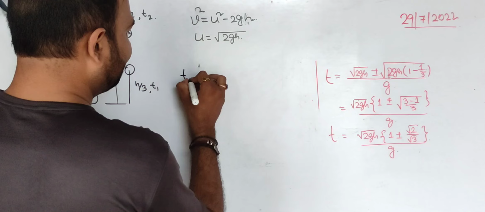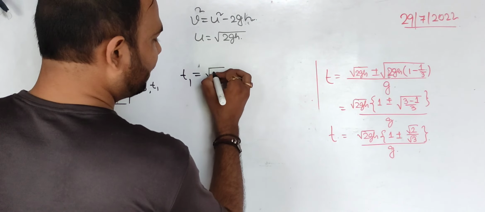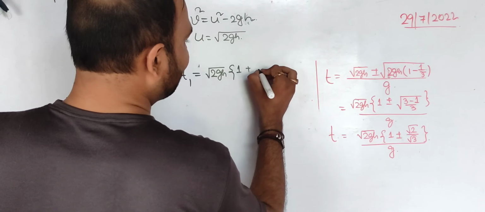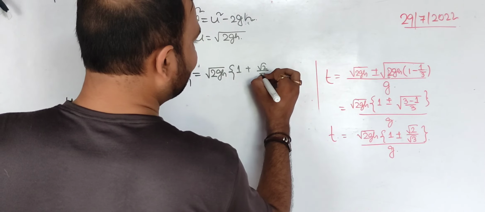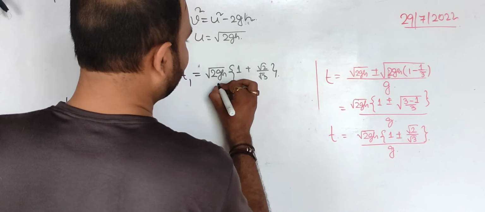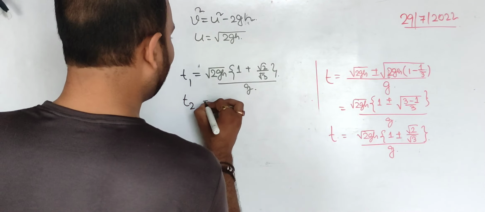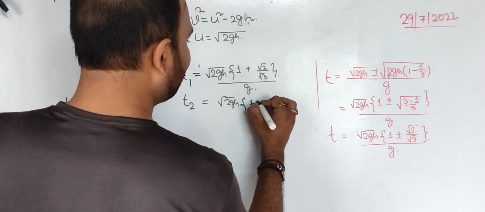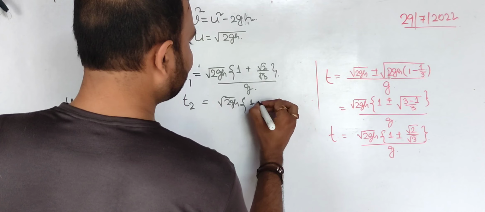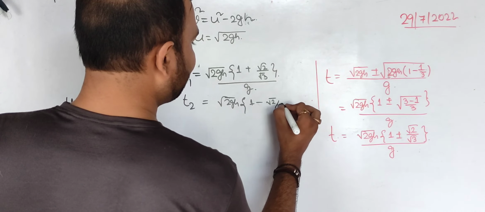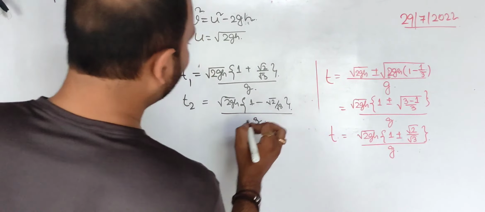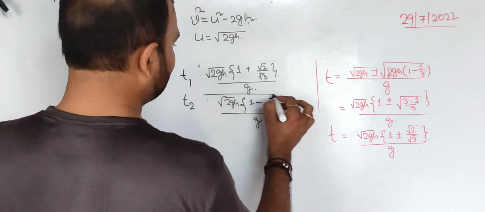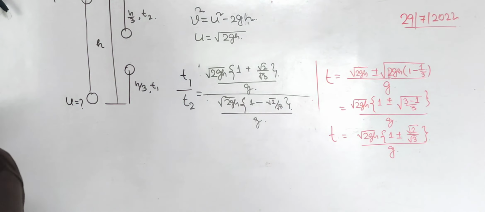So t1 equal to root over 2gh, 1 plus root 2 by root 3, by g, and t2, with the opposite sign, root 2gh, 1 minus root 2 by root 3, by g. We have to find the ratio. Simply divide these two expressions, and we will get t1 by t2.